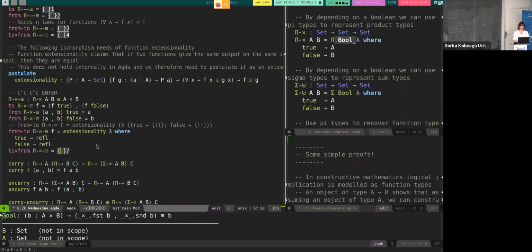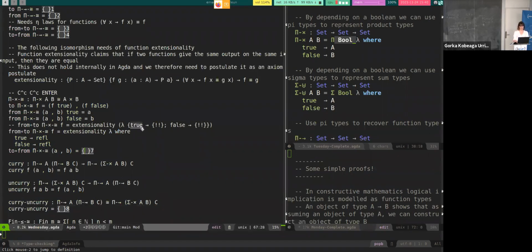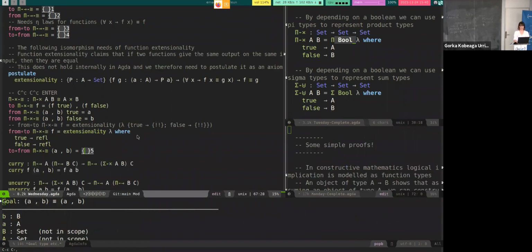And in the other direction, we are given the product AB. In this case, we don't need extensionality, because we go from the product to the function and back to the product. So we are proving the equality between 2 products, and that's okay. But in the other direction, we had to prove equality between 2 functions, and that's why we needed extensionality.